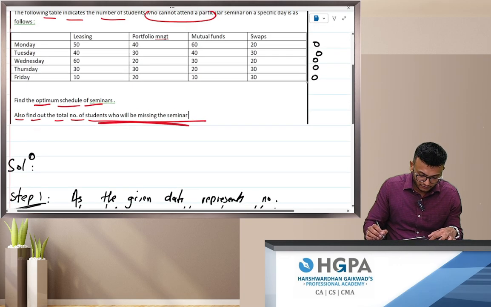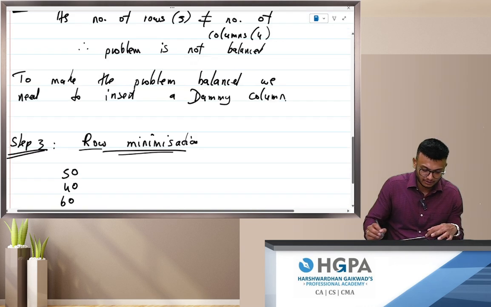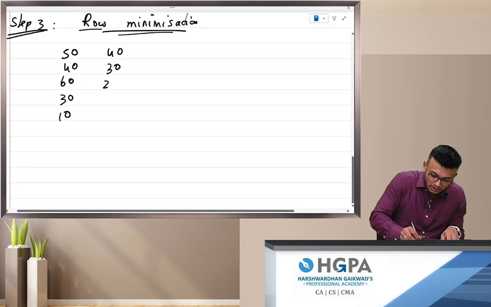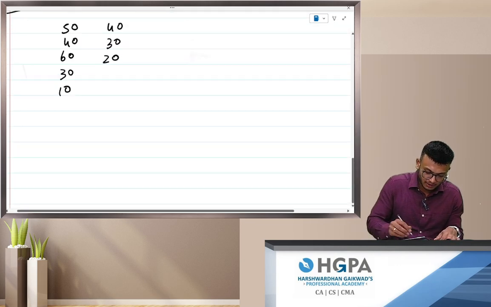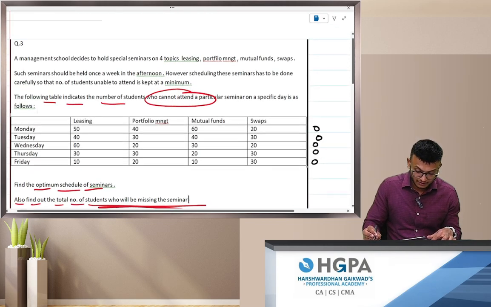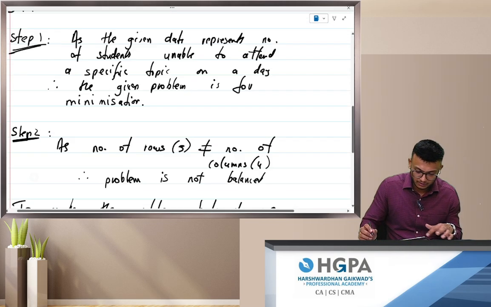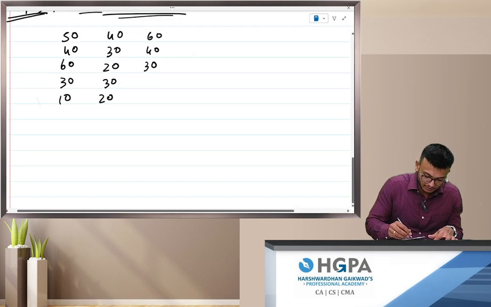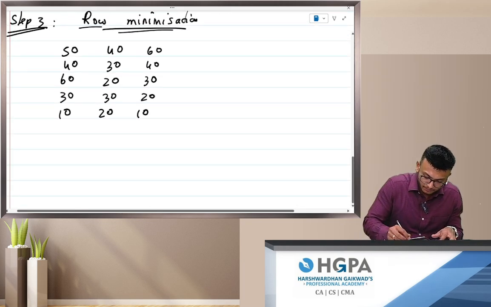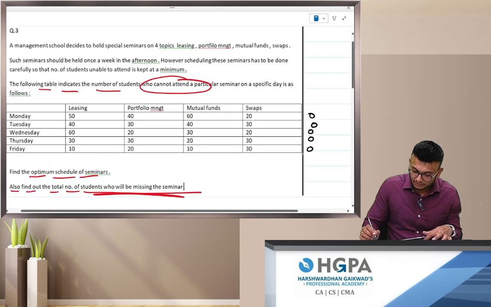Next we have 50, 40, 60, 30 and 10. Next we have 40, 30 and 20. I hope you have got what I was trying to tell you. Okay. Next 60, 40, 30. Next we have 20 and 10. Next we have 20, 30, 20, and next we have 30 and 30.